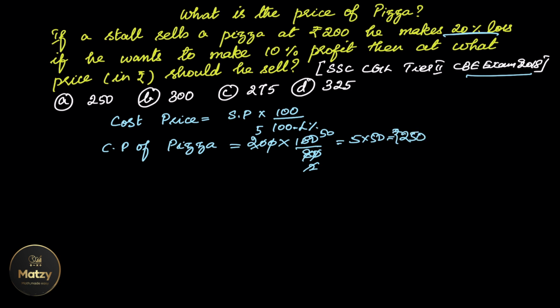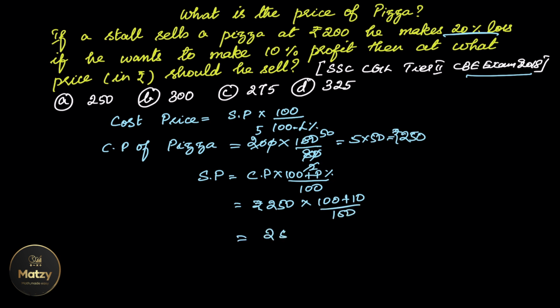In the next process, he wants 10% profit, no? So, we have to find out the selling price. So, SP is equal to CP into 100 plus profit percentage by 100. What is CP here? Rupees 250. Okay, 250 into, he wants 10% profit, so 100 plus 10 over 100. Okay, it is 250 into 110 by 100.